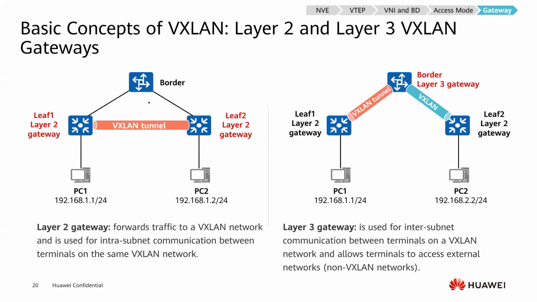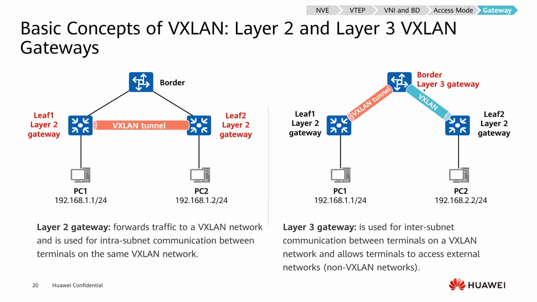Now let's look at what the VXLAN gateways are. We have two types of VXLAN gateways. The first type is the layer 2 gateway. You can think that if a device is a VTEP type, it is a layer 2 gateway. It means it can finish the function of putting the packet into the VXLAN domain. You can consider it the layer 2 VXLAN gateway.